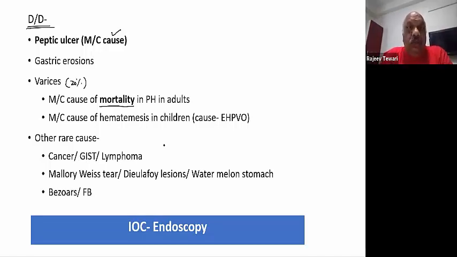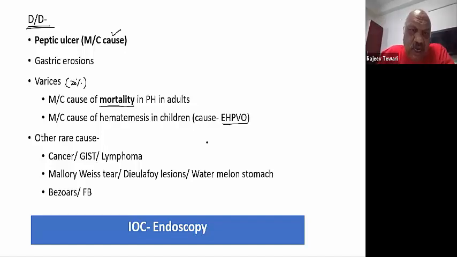In children, most common cause of hematemesis is of course portal hypertension, because ulcers we don't have, alcoholic we don't have, viral hepatitis we don't get in children. So naturally it is. But what is the most common cause of portal hypertension in children? Most common cause is EHPVO, extrahepatic portal vein obstruction. So most common cause of upper GI bleed is peptic ulcer. Most common cause in children is portal hypertension. While in adults, most common cause of mortality in hematemesis is varices. Now, other rare causes are cancer, GIST, lymphoma, Mallory-Weiss tear, urothelial. We'll discuss.